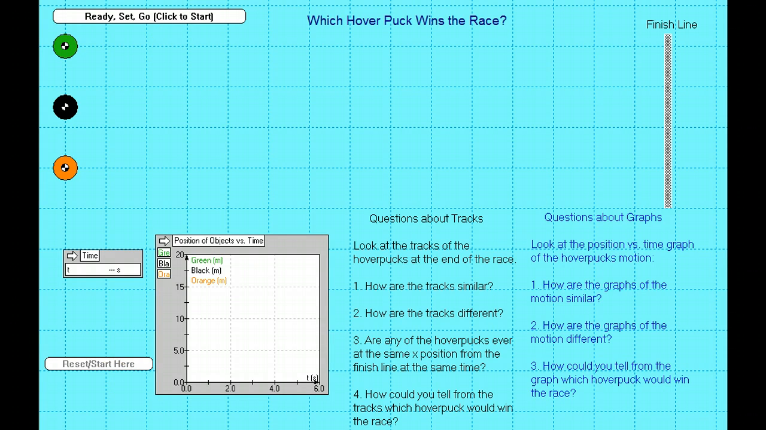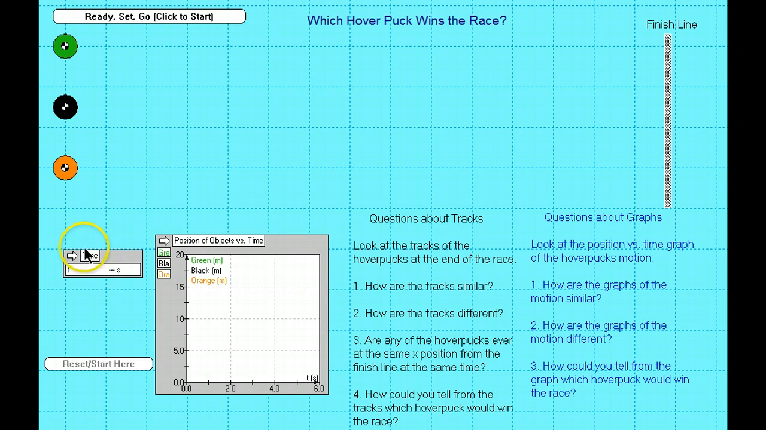So we've got a green puck, a black puck, and an orange puck. And they're just going to have a little race here. They're all starting in the same place at the same time, and we're going to look at their motion. We're going to be able to track their motion a little bit using a device from the simulation that leaves a picture of where the pucks were at every 1.6 seconds or so.